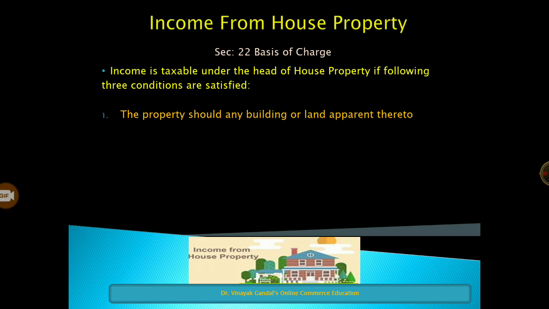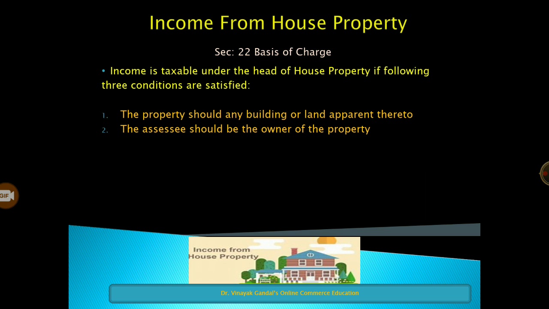But whatever building or property or land appurtenant thereto is always chargeable to tax under the head of income from house property. Okay. The second condition is that the assessee should be the owner of the property. It means the annual value of the property is assessed to tax in the hands of the owner even if he is not in receipt of any income. So whoever is the owner of the property is liable to pay tax in the case of income from house property.